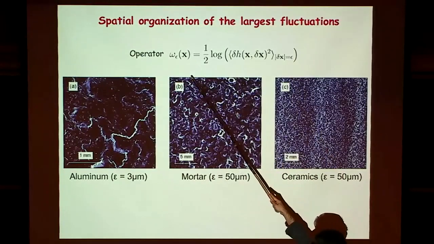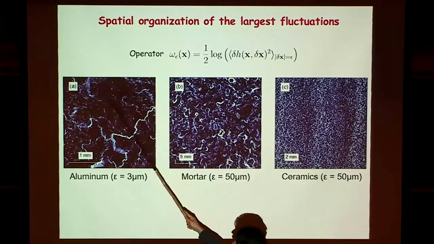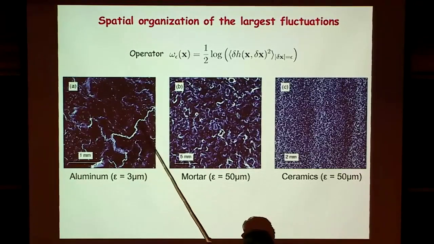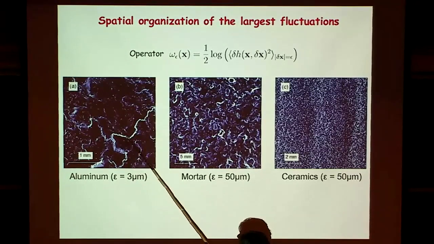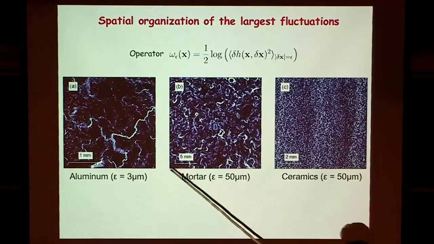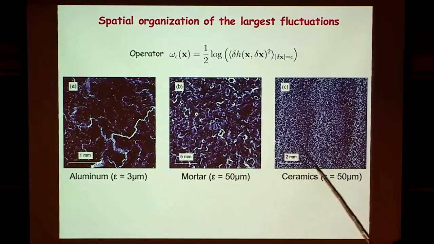So this operator transforms the original fracture surface into some map of local intensity of the roughness, if you want. Or it's also somehow a map of the local slopes, averaged over all the directions. And we clearly see large-scale features in aluminum and the mortar. We also see actually features, but at the very small scale on the ceramics.